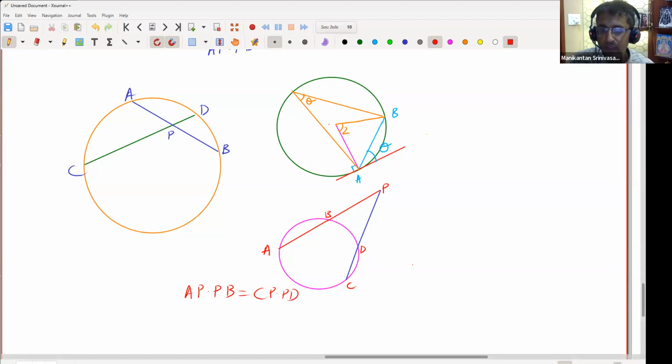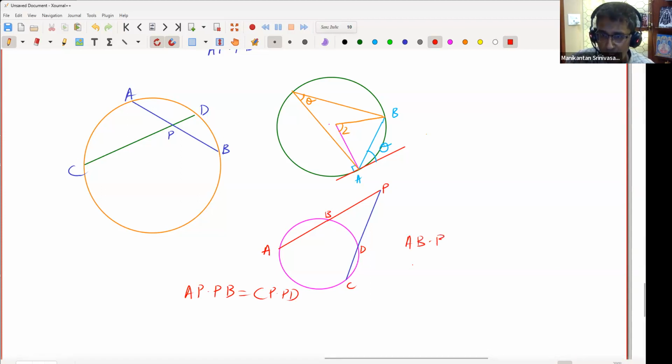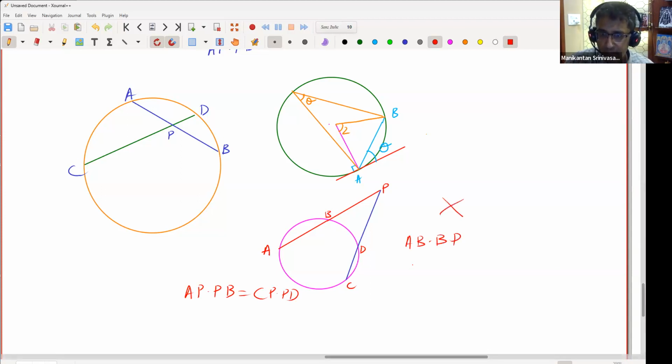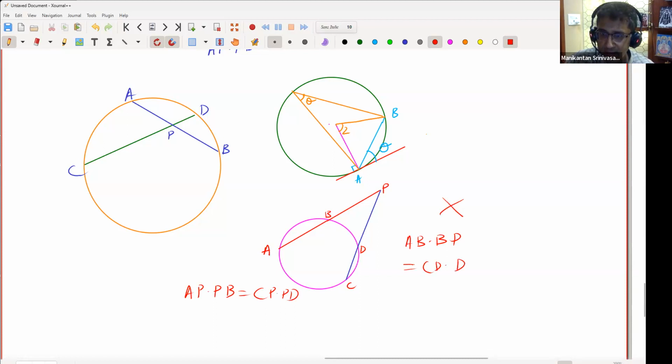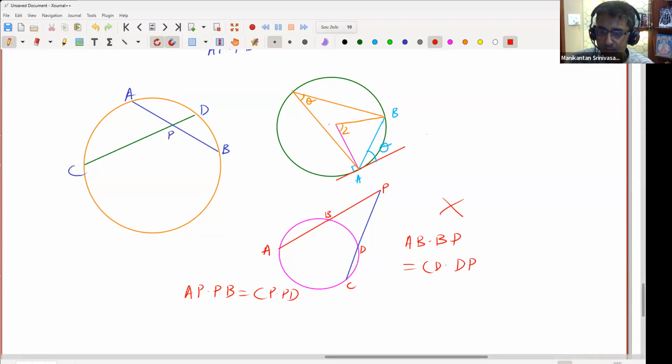Don't make that mistake. Just because it's intersecting outside, it's tempting to write AB into BP is equal to CD into DP. You cannot imagine the number of times people have made this mistake. This is wrong. AB into BP is CD into DP is tempting to write because D comes in between, right? And B also comes in between. Don't do that. This is right.